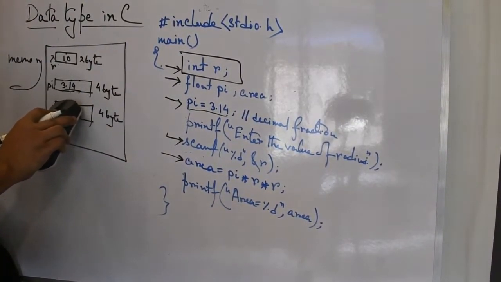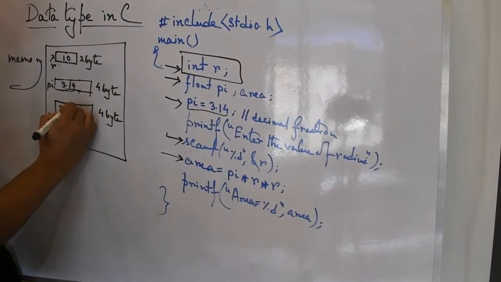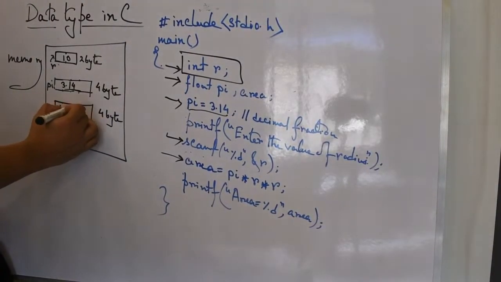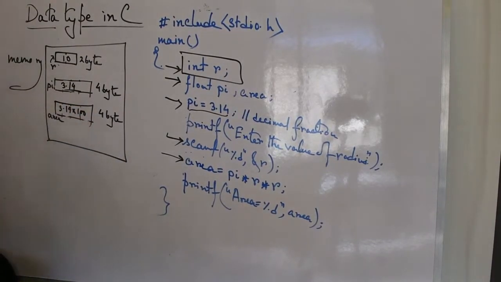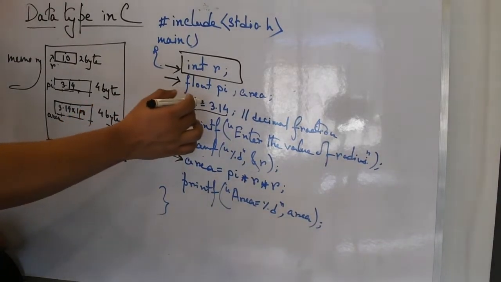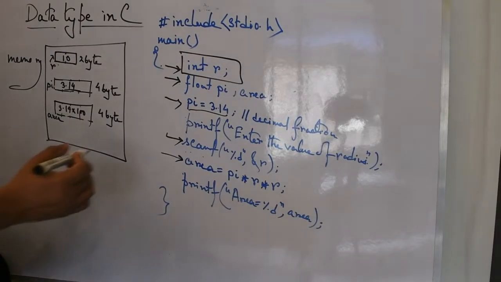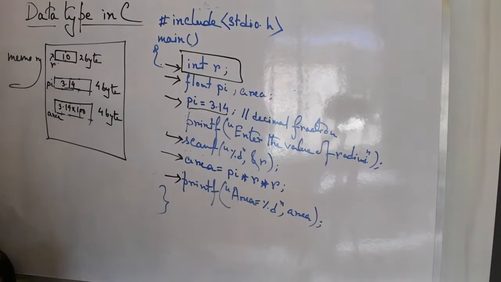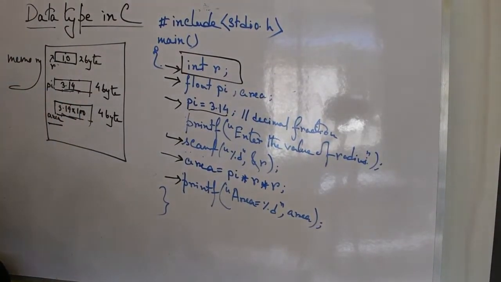Area will be 3.14 into 100, so the value will be 314, and if you take more decimal values there will be changes. After that we are printing the area, which is this value, 3.14 into 100.